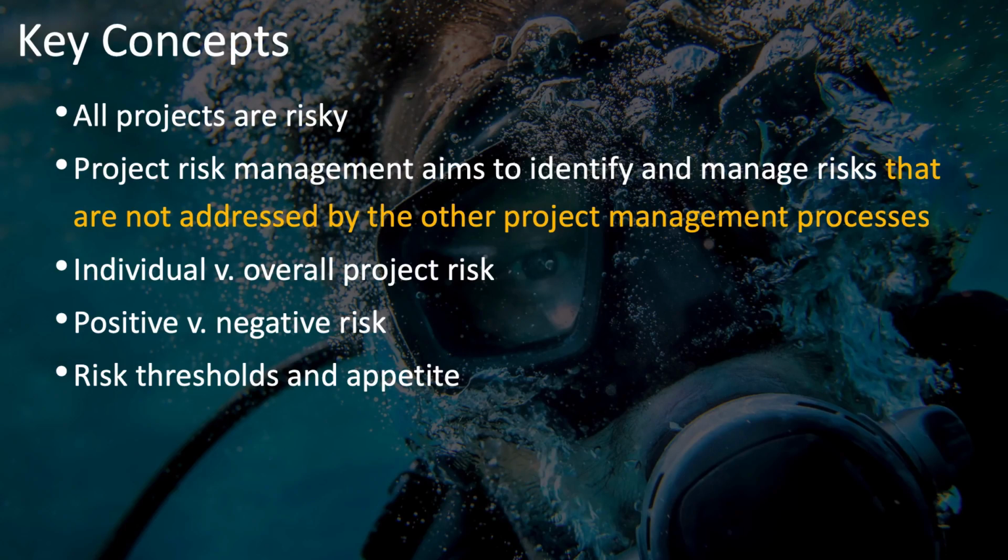Next on the list of key concepts, we have individual versus overall project risk. This can be a little bit confusing. Individual risks are about specific risks, not specific individuals, but specific risks, one at a time. Overall project risk is the total effect of all of those individual project risks, plus other sources of uncertainty, such as those represented by the different ranges of estimates of activity durations, costs, and resource requirements.